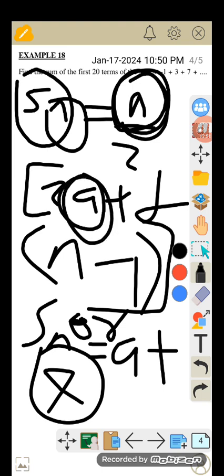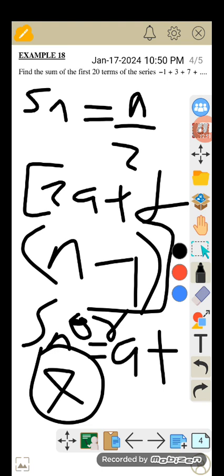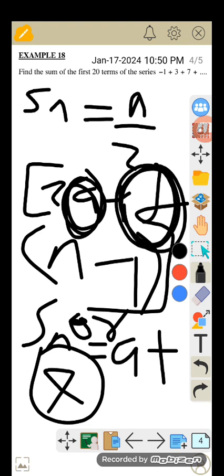A is my first term. My first term in this case is minus 1, so I'm going to put minus 1 here. And then d is my constant difference. I sub those, then I get my sum of 20 terms. Just like that. Let me introduce you to my other equation here.